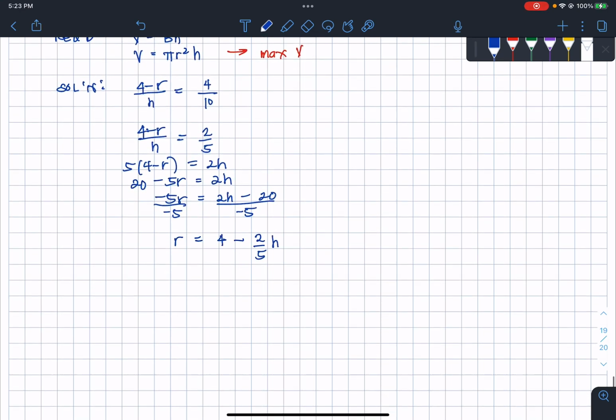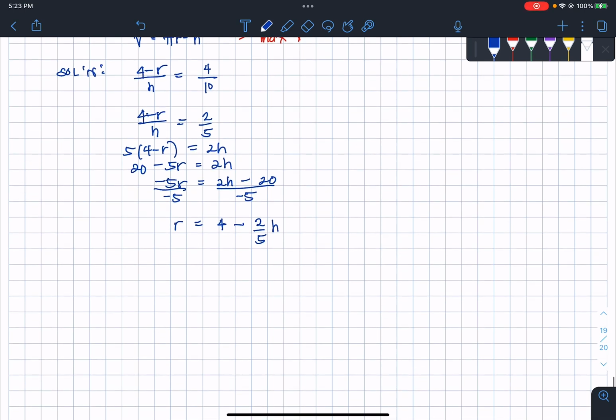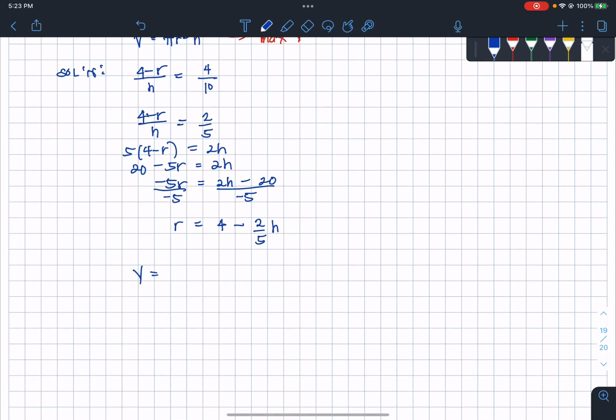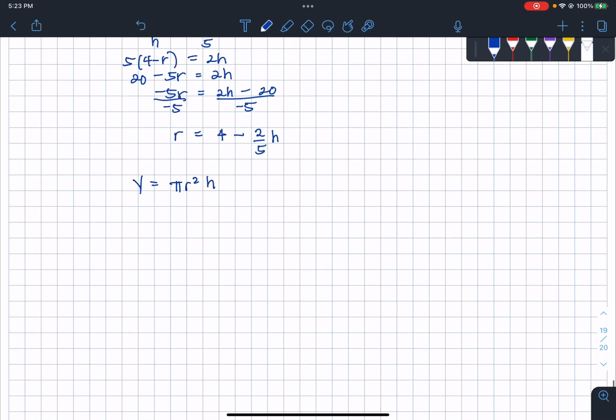So with our original equation, so yung v natin is equals to pi r squared times height. So v then, pi r is 4 minus 2 over 5h. Square it, then multiply it with h. So we can expand this first, no? So para mas simple yung pagdiderive. So v then would be equal to pi, then multiply it with the expansion of 4 minus 2 over 5h squared. So 4 squared is 16.